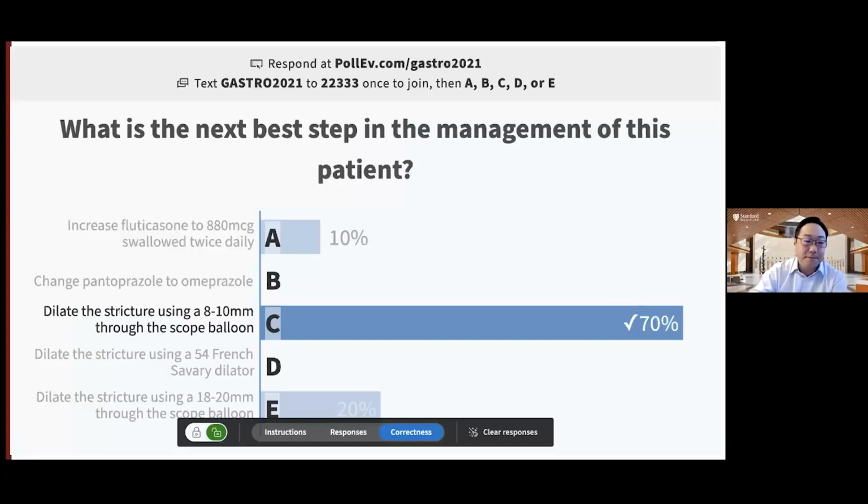Yeah, the bottom two options are very aggressive for a 9 millimeter or less stricture. Not even aggressive, I'll say dangerous and sue worthy.